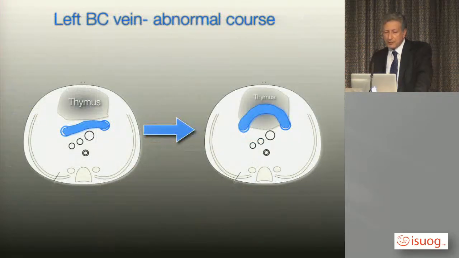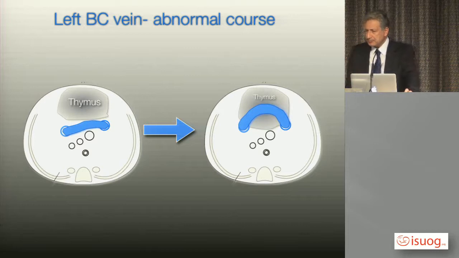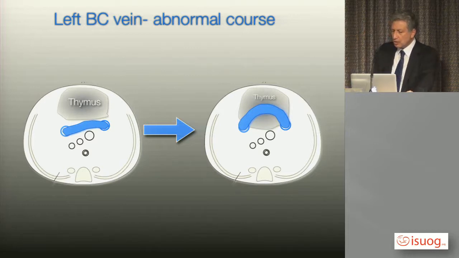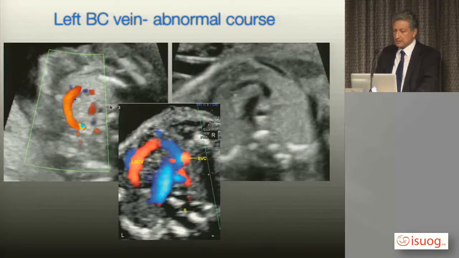Now, one of the things I've seen many years ago, in the first three or four cases, I had done invasive testing to rule out microdeletion 22q11. We saw what was not yet described, because in pediatrics it doesn't play any role, and even later on, an intrathymic course of this vessel. And this is a common cause.